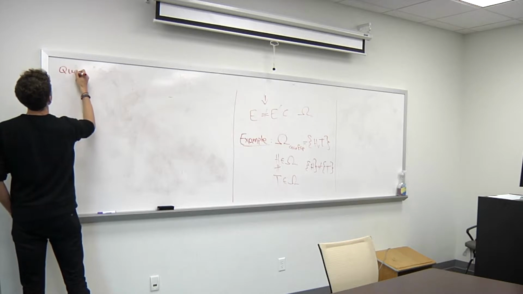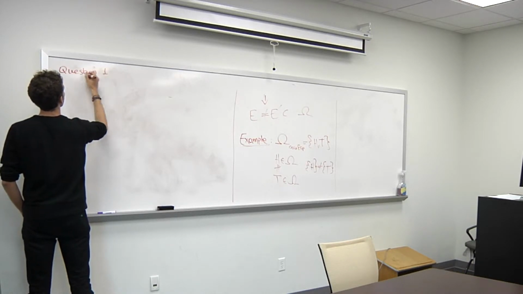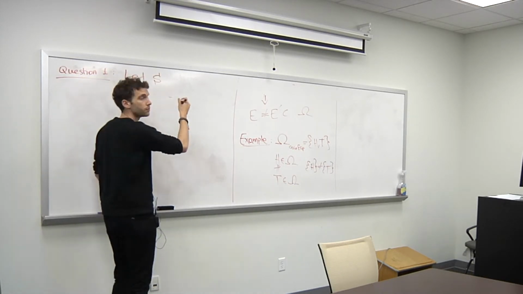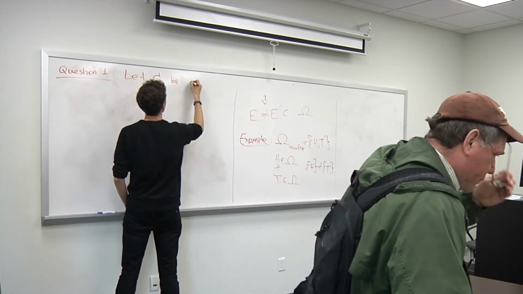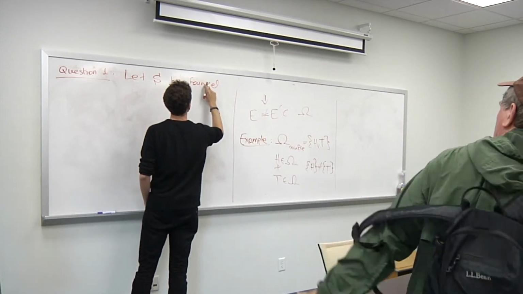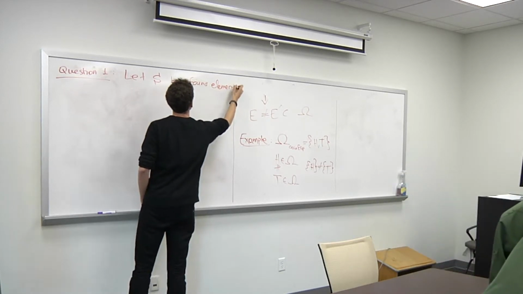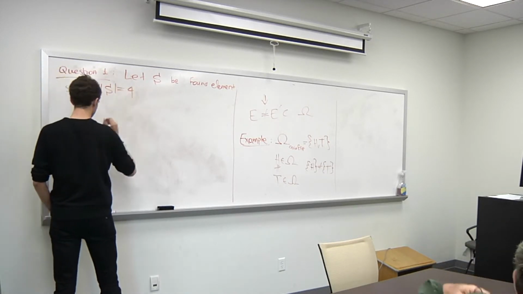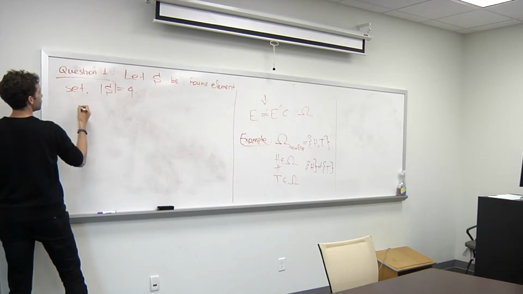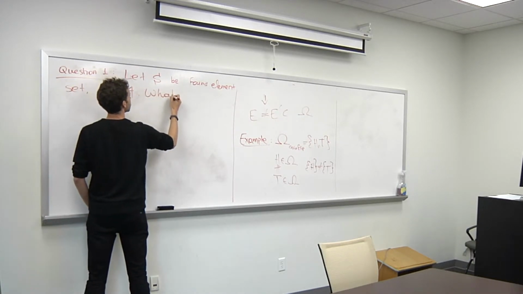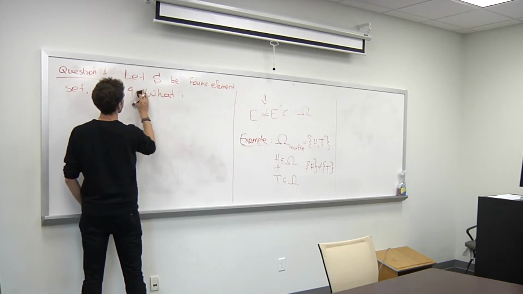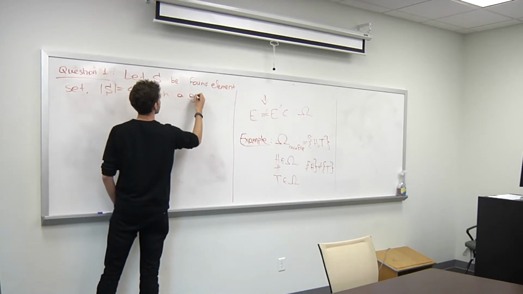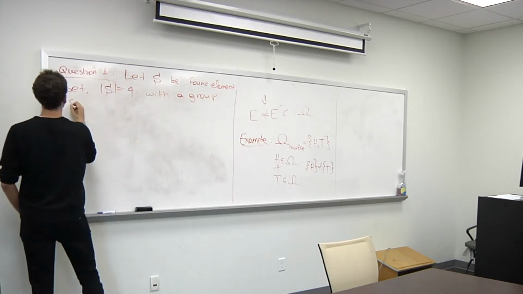So I'm going to maybe put them in the form of a question. Question 1. Let S be a 4-element set, i.e. the cardinality of S is 4. So, question, let S be a 4-element set with a group structure. If you don't know what a group is, it doesn't matter. With a group structure.